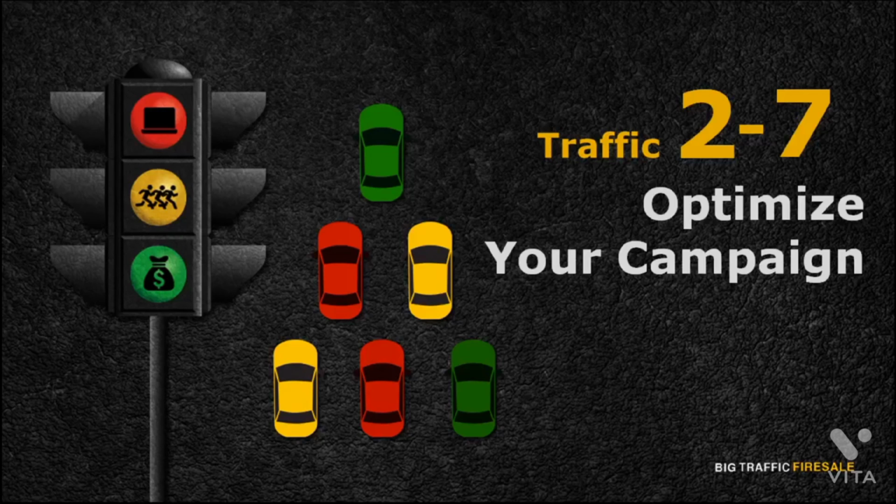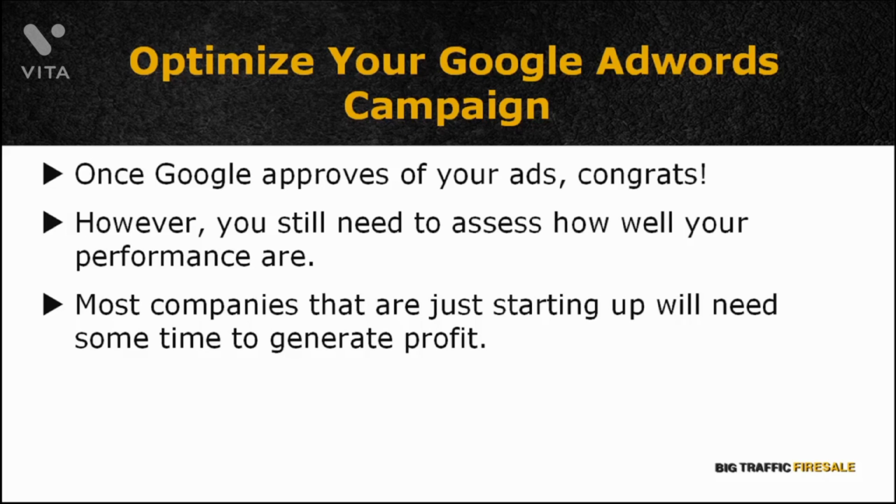Hey there and welcome back. We've already gone through 7 modules of the Google AdWords series. You've learned about what Google AdWords is, what the mechanics are, how you can start your own campaign, and the strategies and tactics to go about it. We finally reached the last module where it's all about optimizing your AdWords campaign. From the previous modules, I'm certain that you are now able to launch your Google AdWords campaign. Once Google approves your ads, congrats! You're now up and running.